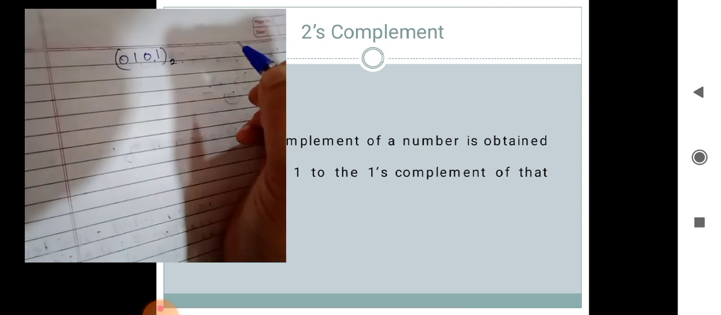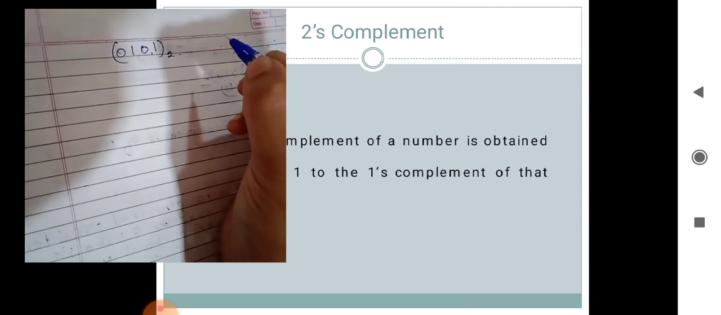So how to find out twos complement, or how to do the binary subtraction using twos complement. First we'll see how to find out a twos complement number, how to find out twos complement of a given number. Suppose one number is given to you, that is 0101, and you have to find out the twos complement of this number.